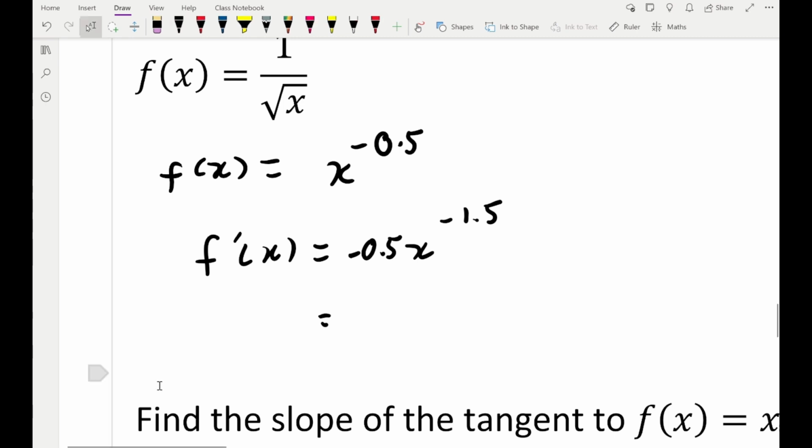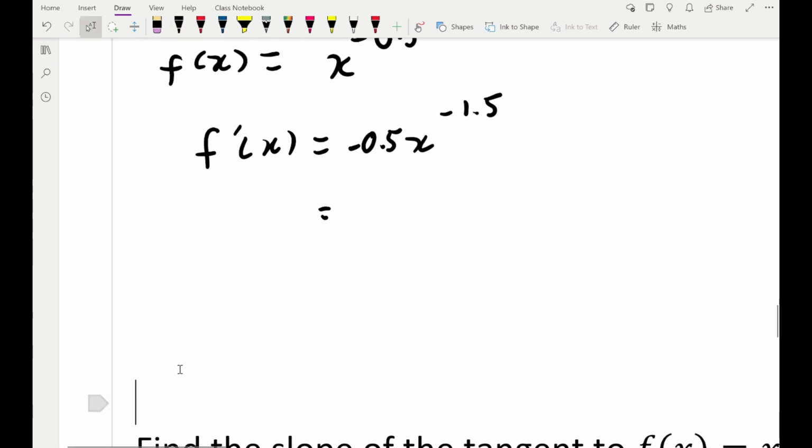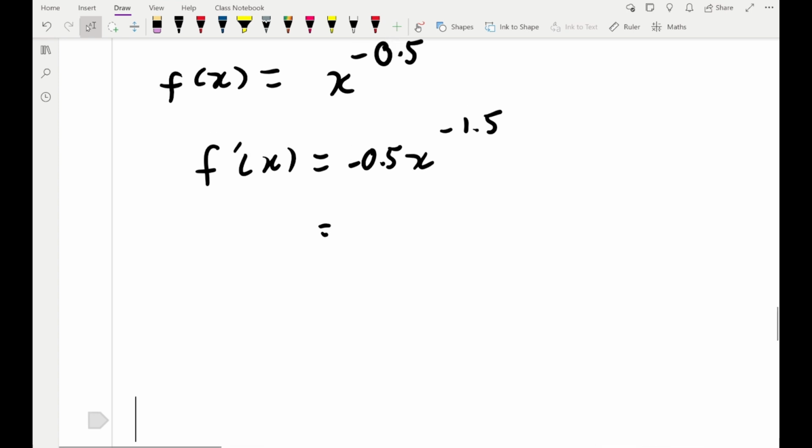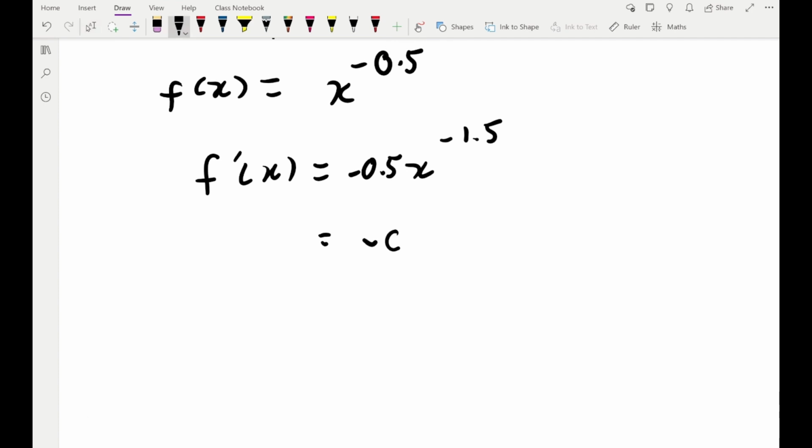So it depends which way you want to do it. Fractions are usually a little bit better, just in case you get something like a third, which you can't write easily as a decimal, but this will work for our purposes here. Okay, so this could become minus 0.5 over x to the 1.5.